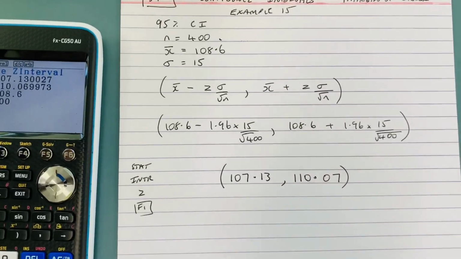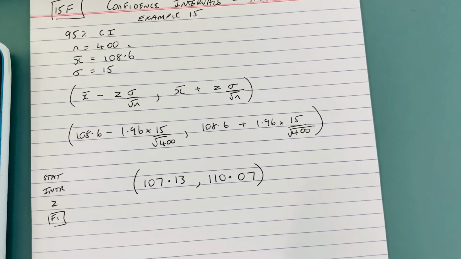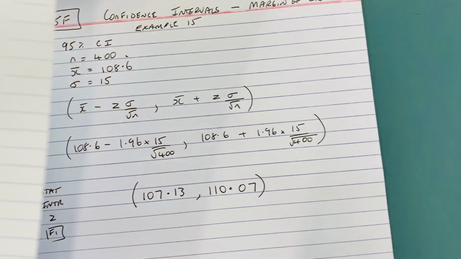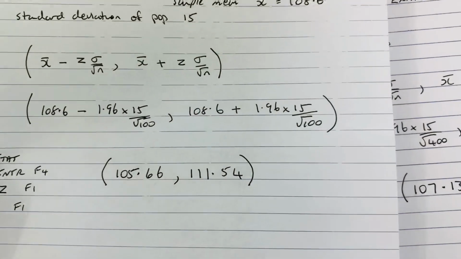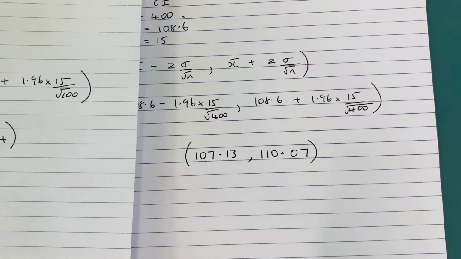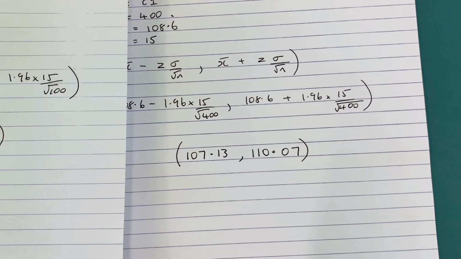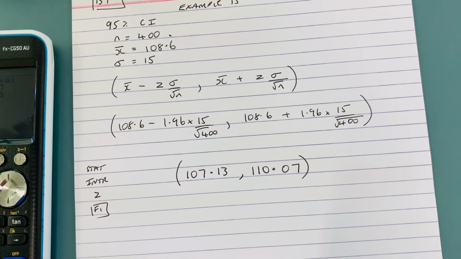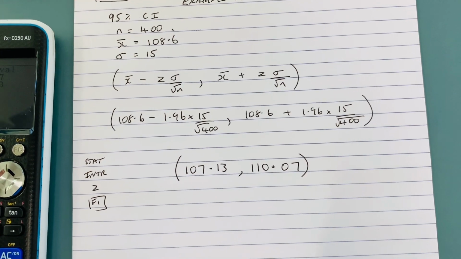Now compare that. How is that different to what we did in example 14? In example 14, where the sample size was only 100, it was 105 to 111, whereas now it's 107 to 110. So having that larger sample size has actually meant we've got a smaller confidence interval.